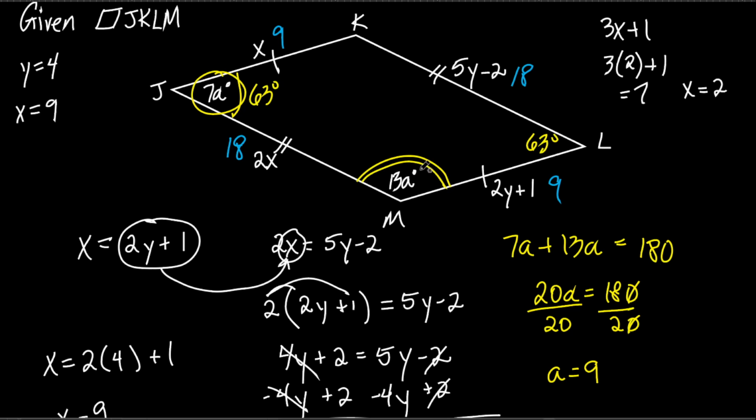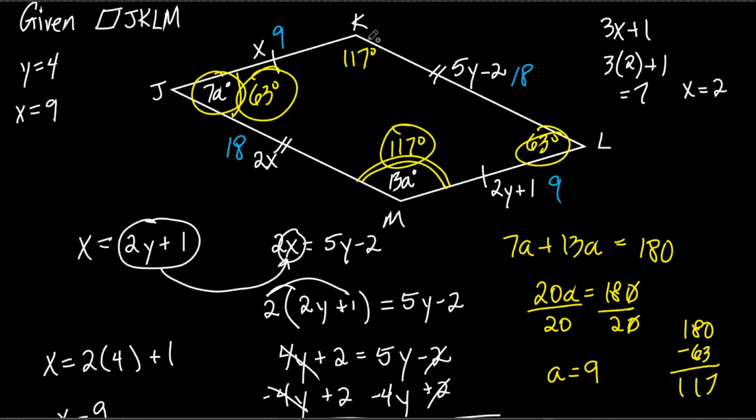Now, how do I find this angle right here? I could go 13 times 9. I could do that. Or I could take 63 from 180. That's right. I could go 180 minus 63. And what's that going to be? 117. So this angle right here is 117 degrees. Angle K is super easy now. How could I find that? It's 117 because it's exactly the same as angle M. So there's my four answers, 1, 2, 3, 4. Those are my four angles, okay?